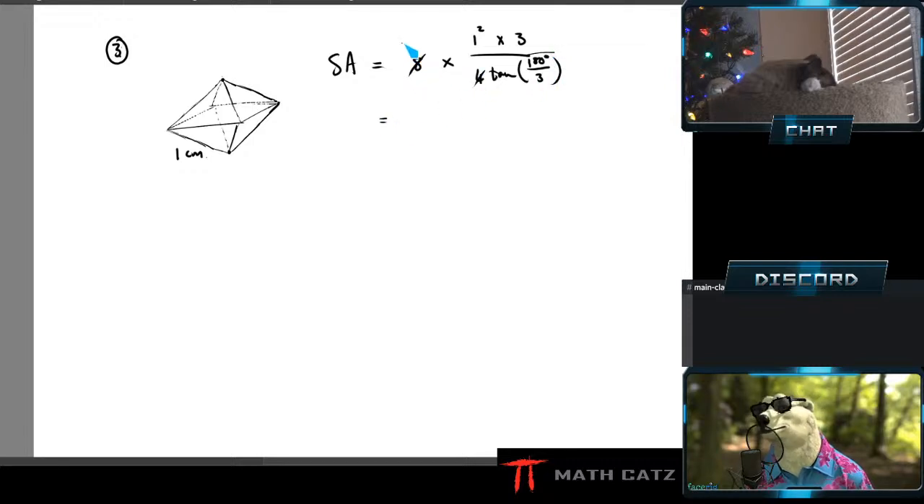Simplify that. 8 and 4 leaves 2. 1 doesn't actually matter, so maybe that helps you. Less things to type into a calculator. Maybe. Let's do it. 2 times 3 divided by 10 in degrees, 180 divided by 3. Close my bracket. That looks pretty good. Go. 3.4641 square centimeters.